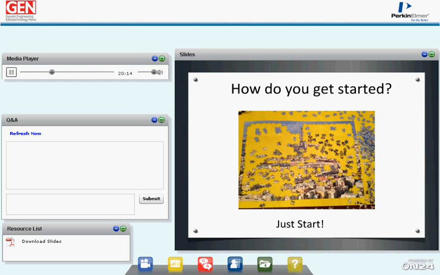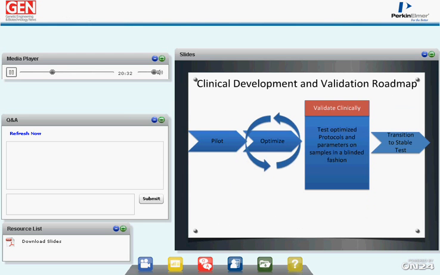And so one word of advice that I have for most labs looking to get into this space is just get started. Start getting experience with the different components of the workflow, and from there, you'll gain the knowledge and experience you need to build the assay. So what did we do in terms of our development roadmap? We really broke it down into 4 different phases.